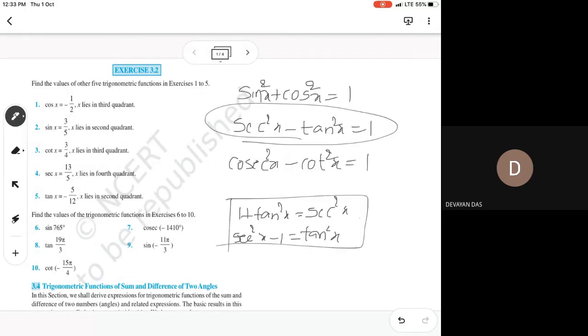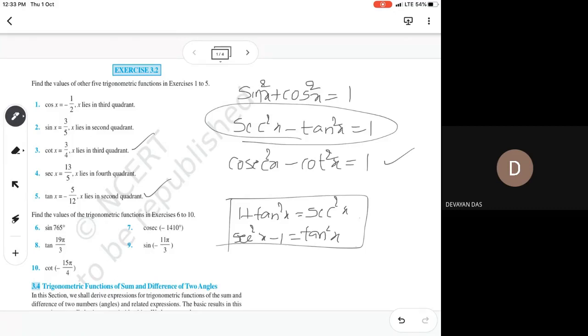Whatever I have circled, they are all right. So you can use this identity in this case, or in the third problem you use this identity. Then you will get the other ratios, and see in which quadrant the angle is present. Which quadrant it is present in, that you have to see. Then after that you can find out.